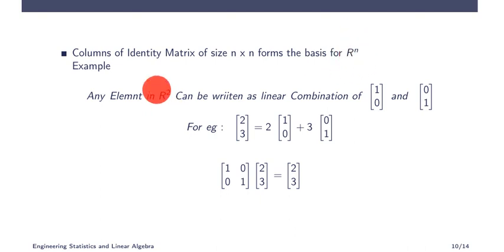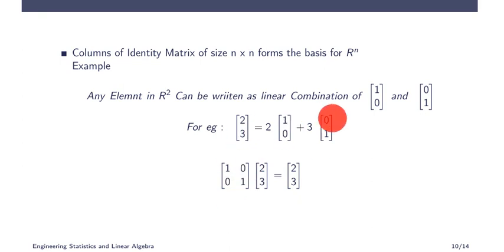So for example, if R2 is a vector space, R2 is the x and y axis together. We have seen this in GeoGebra, right? Any element in R2 can be written as a linear combination of the vectors 1 0, that is x only, and 0 1, y only, right? For example, a random point 2 3 can be written as 2 times 1 0 plus 3 times 0 1. If you add these two, 2 into 1 plus 0, 3 into 0, that will be 2, and 2 into 0 plus 3 into 1.